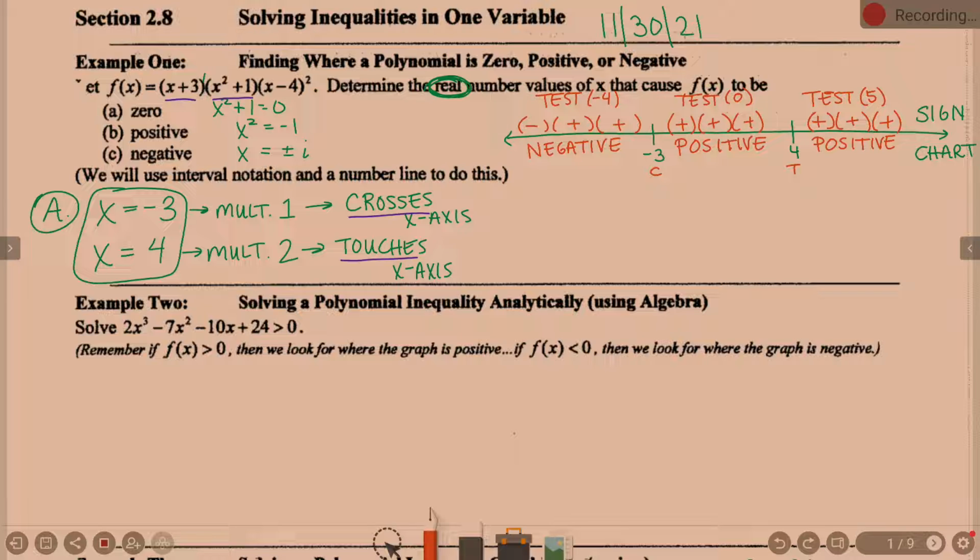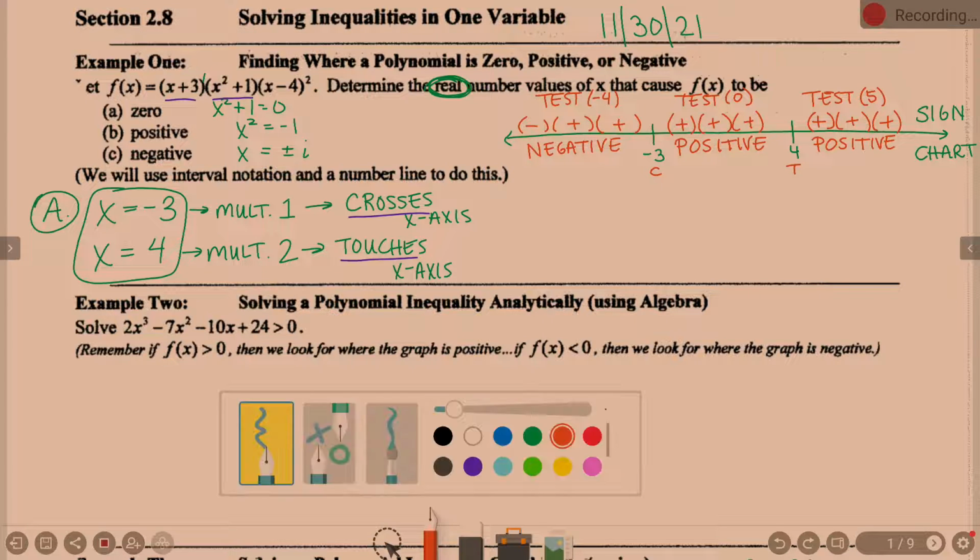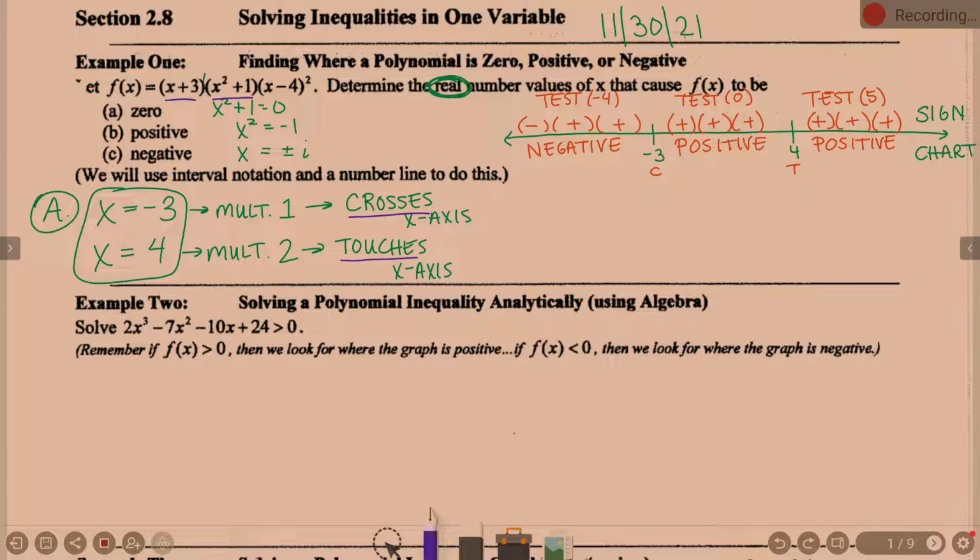Okay. So this is a sign chart. When you're asked to analytically do something or use a sign chart, this is what I'm looking for. Now, officially, we still have to answer B and C. But we have the information. It's just a matter of writing the answer. So part B is what values of x cause the graph to be positive. What are my positive sections here?